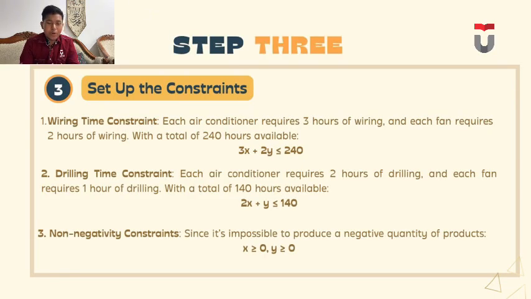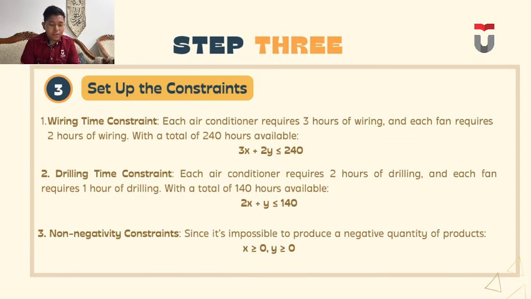We have limits on both wiring and drilling hours. Each air conditioner requires 3 hours of wiring and 2 hours of drilling, while each fan requires 2 hours of wiring and 1 hour of drilling. We are given 240 hours for wiring and 1400 hours for drilling. So our constraints are 3x plus 2y less than or equal to 240 for wiring. Second, 2x plus y less than or equal to 1400 for drilling.